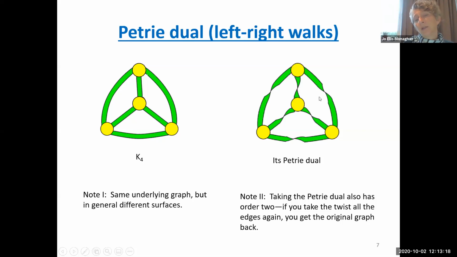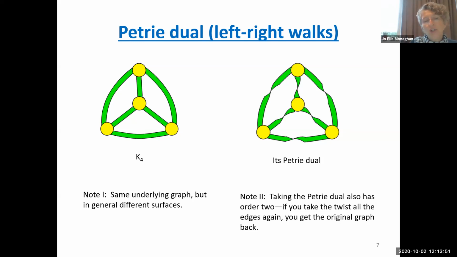And you'll see that this business of giving the edges a half twist has that effect. If you start here and you're walking, now you're turning to the left to go around. Now you're turning to the right to go around. Now you're turning to the left again. So the faces here, if you tried to sew discs into this ribbon graph to recreate the surface, you'd be taking left-right walks.